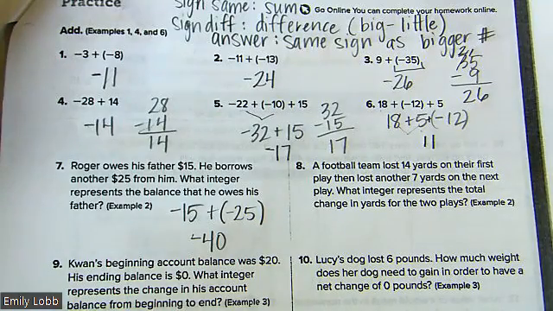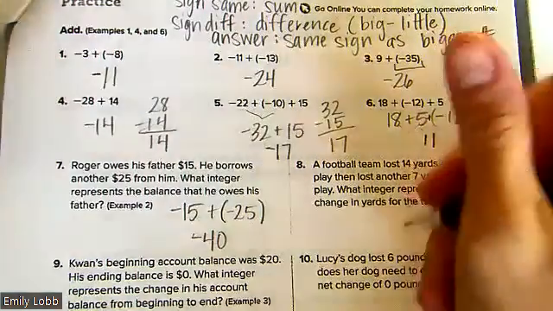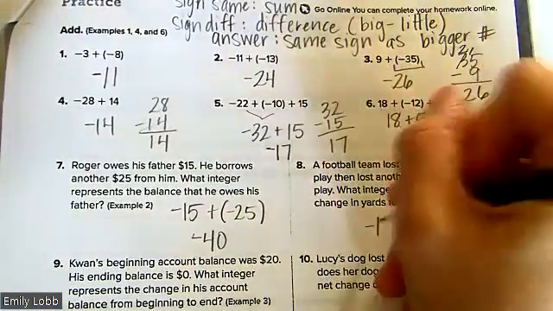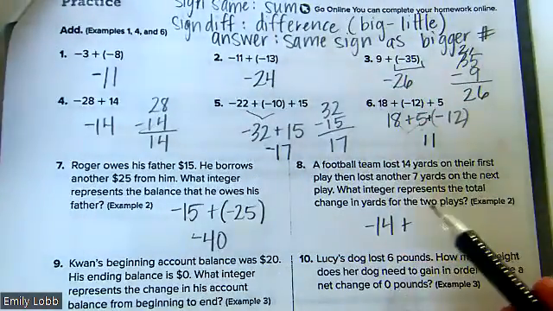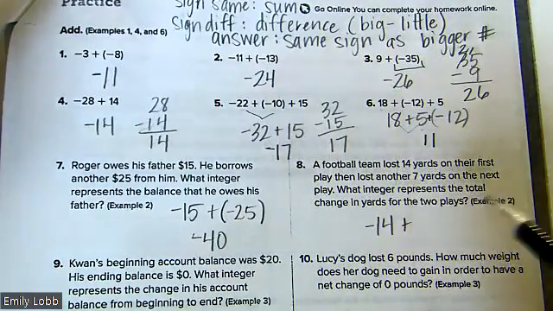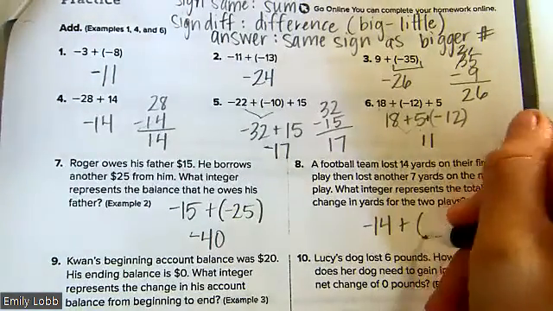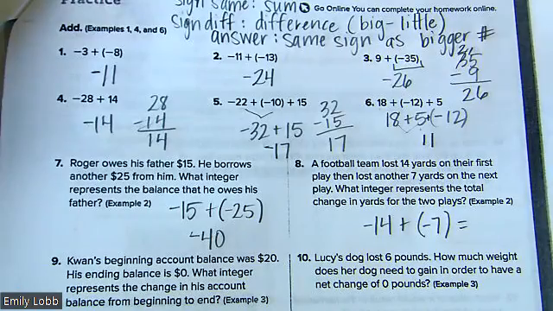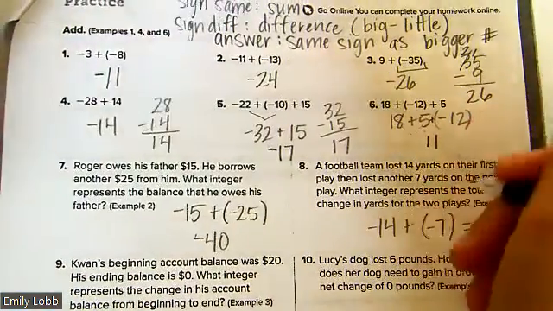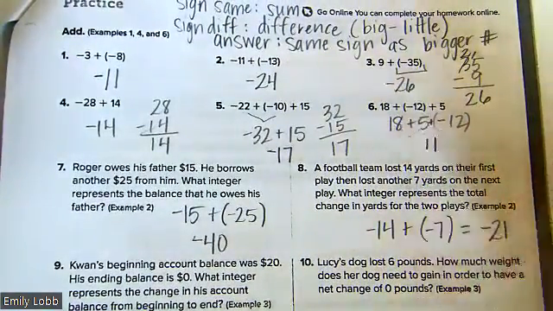All right, a football team lost 14 yards on their first play. If they lost yards, that's negative 14. So they are asking what integer represents the total change, so they're losing another 7. So you should be finding the sum, right, Michael? Negative 21. Negative 21.